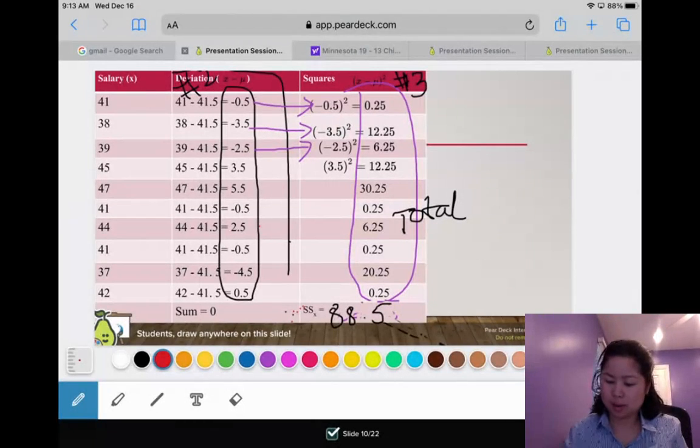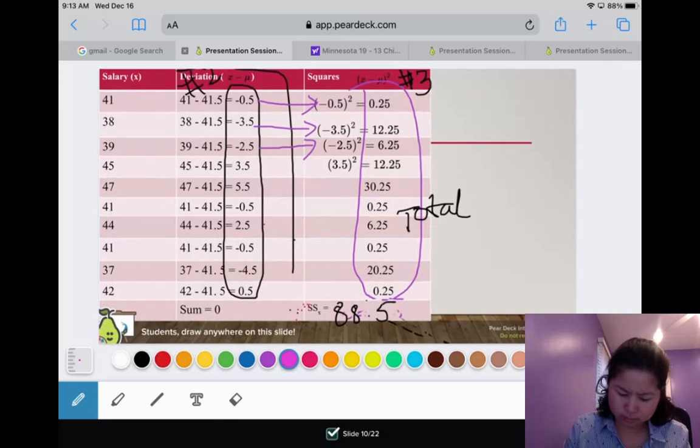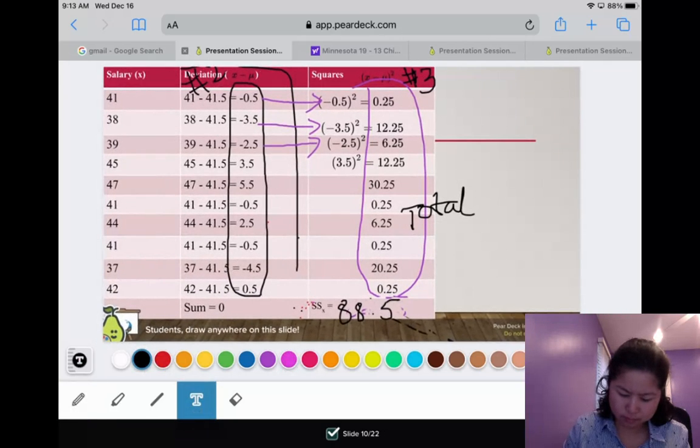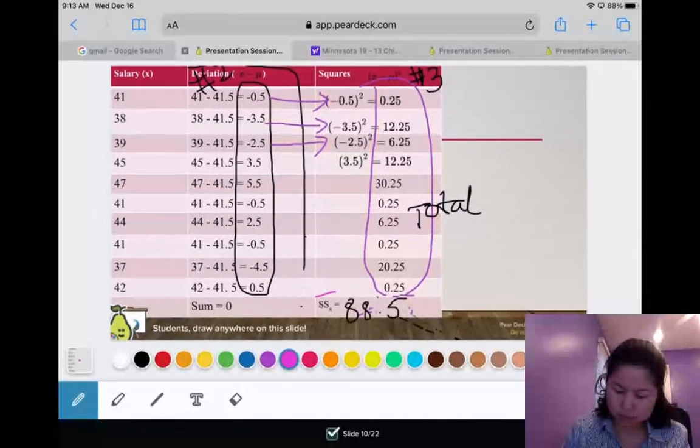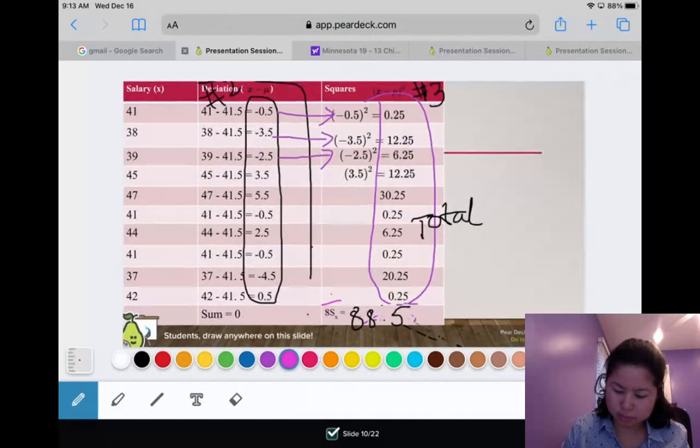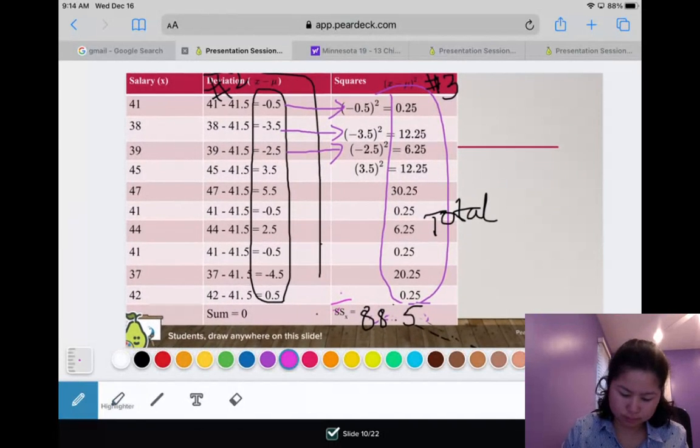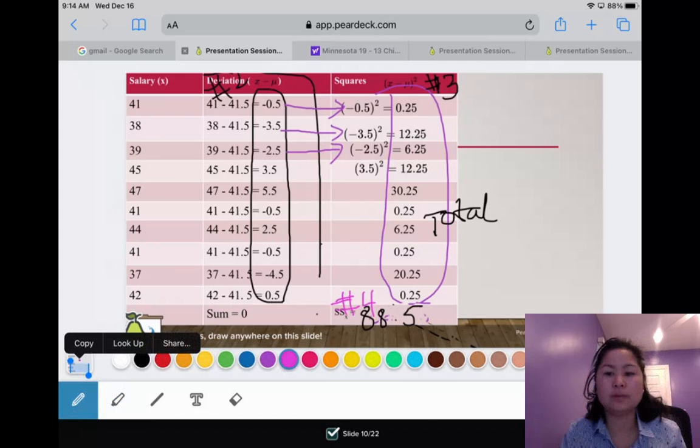My iPad is acting up today. I cannot write anything, sorry. So this is step number 4, to find the total.